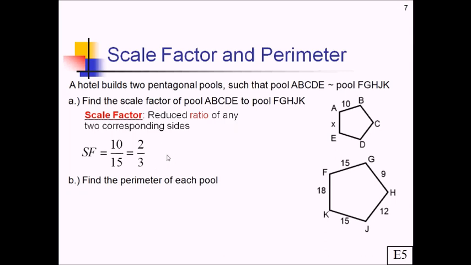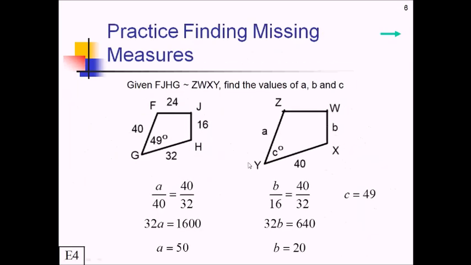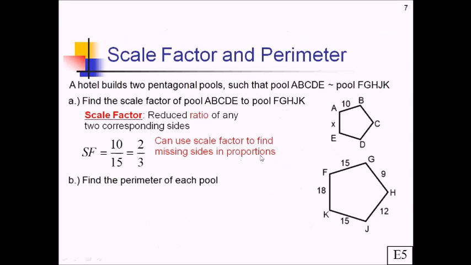So why do we care about the scale factor? Well, it is a little bit of a shortcut sometimes. If you know the scale factor, then you can use it to find missing sides in proportions. So if you look back at the last page here, when we were solving these two shapes, instead of using 40 over 32, we could have just used the scale factor of this shape to this shape. This would have been 5 over 4, which might have made our cross multiplication a lot easier. So just something to think about as you're doing these. Sometimes it's nice to find that scale factor.